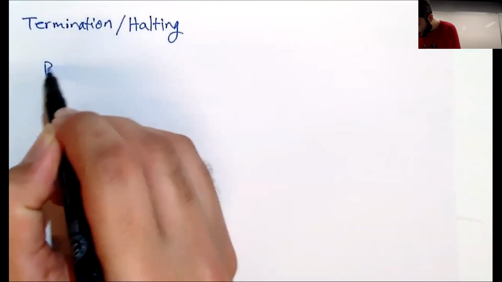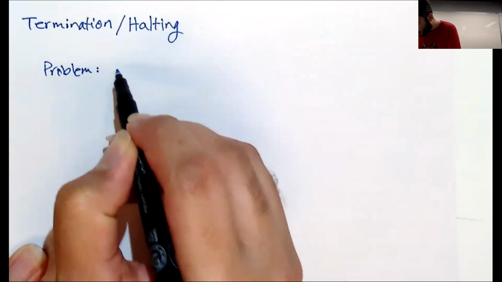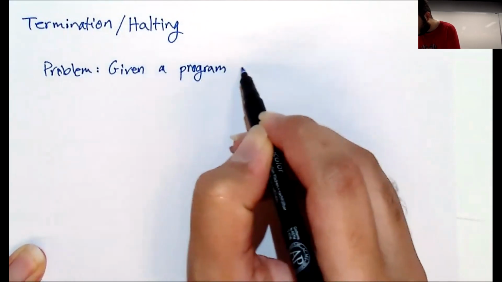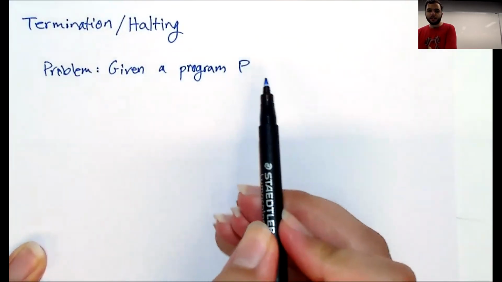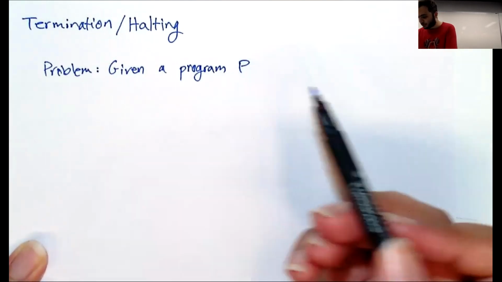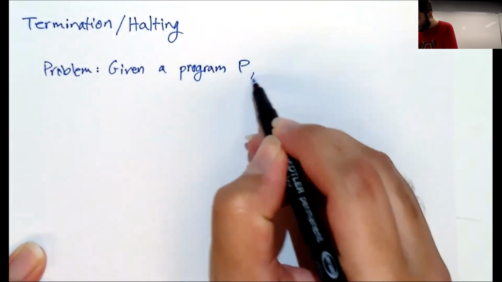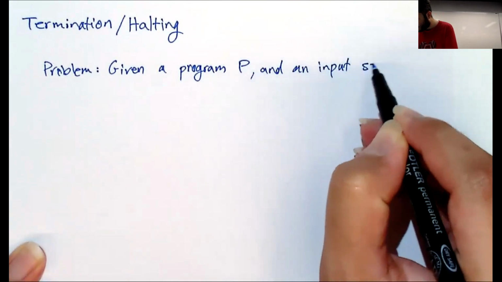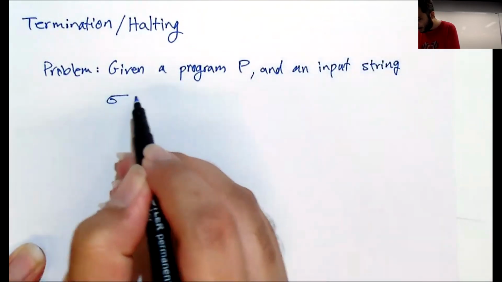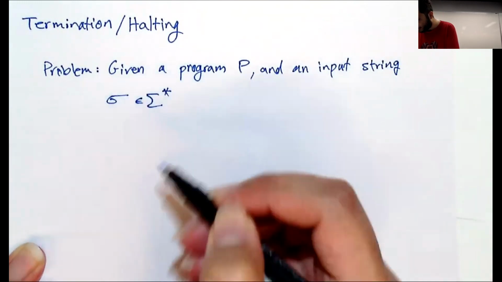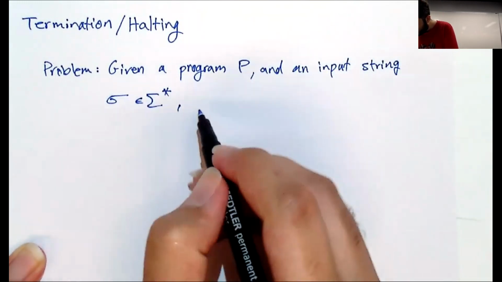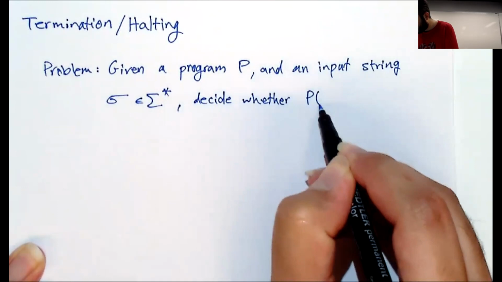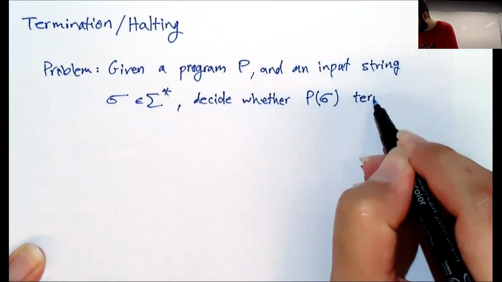So the problem is: given a program P, and by program I mean any program. You can think of P as a Turing machine, or you can think of it as a C++ program. So given a program P and some input string, let's call it sigma, which is in the alphabet, decide whether when we run P with input sigma, it terminates.